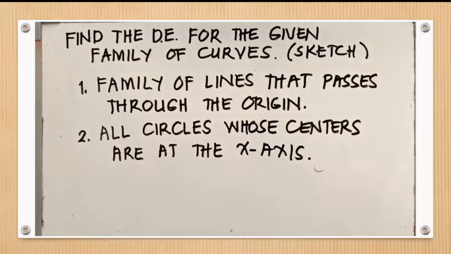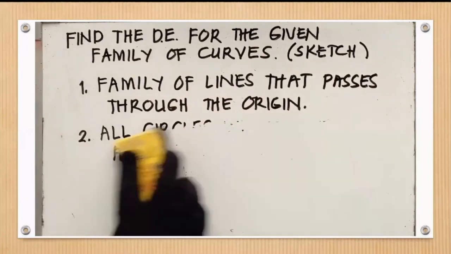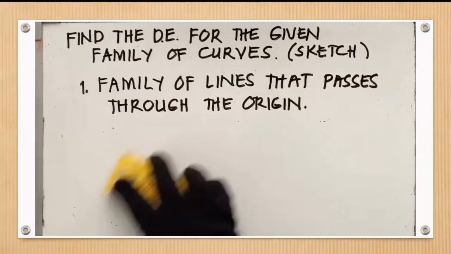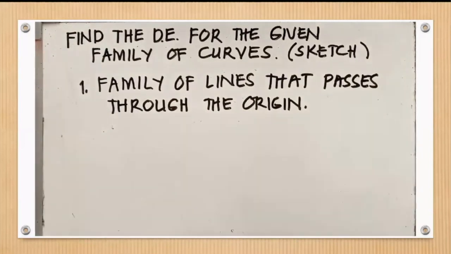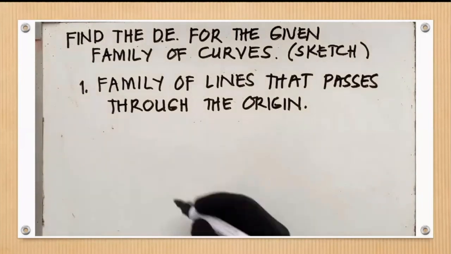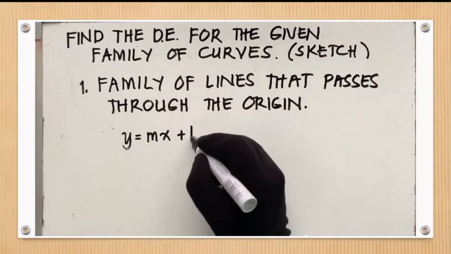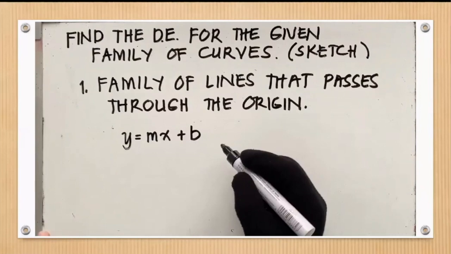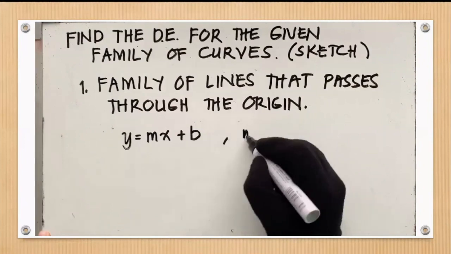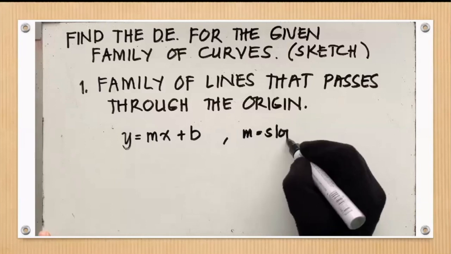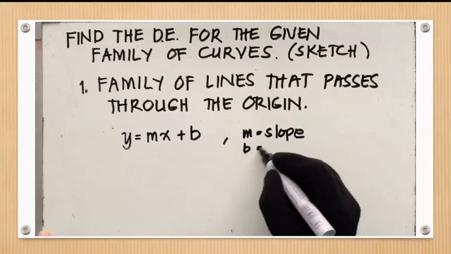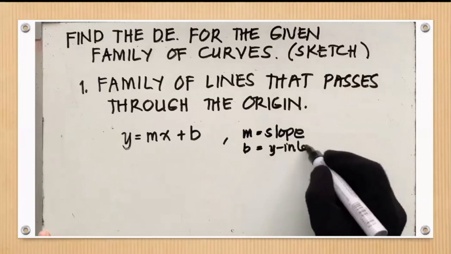Let's start with example number 1, a family of lines that passes through the origin. So i-drawing mo muna or alalahanin mo yung equation ng lines. Ano ba yung mga equation ng lines natin prior to sketching it? So you remember yung slope-intercept form equation ng line? Alam niyo ba to? Baka bago to sa paningin niyo. So I have written here y is equal to mx plus b, kung saan yung m is the slope and b is the intercept or y-intercept.